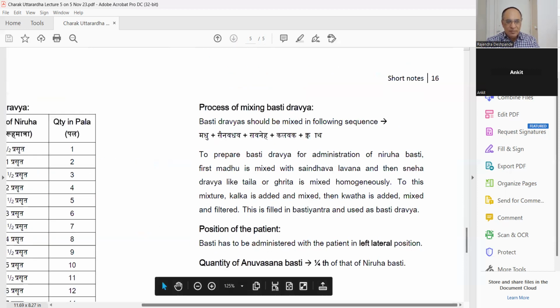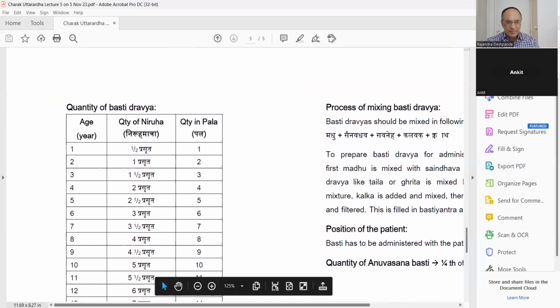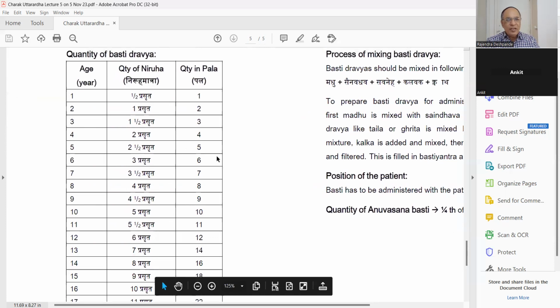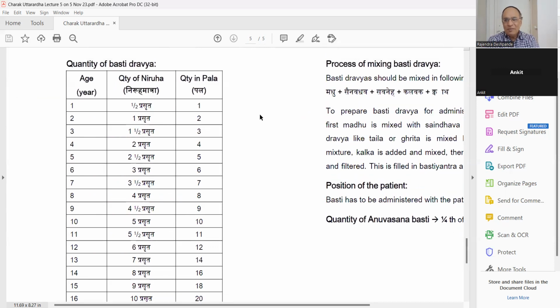Now we will go again on the left side. Okay. Quantity of Basti Dravya, especially Niruha Matra. For example, at 1 year, only half Prasruta. This is homework for you. You have to write down 1 Prasruta is equal to how many ml, milliliters, and 1 Pala, how many ml? Please write down and WhatsApp me. This is homework for you.